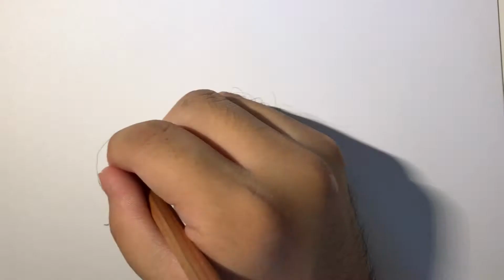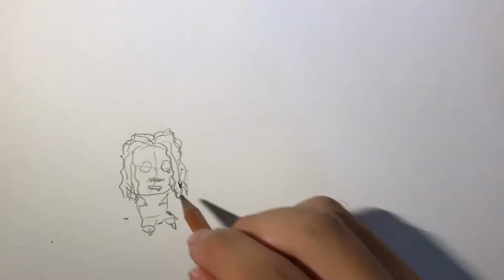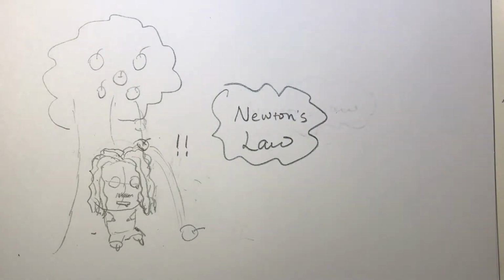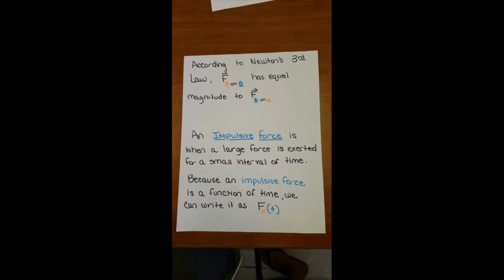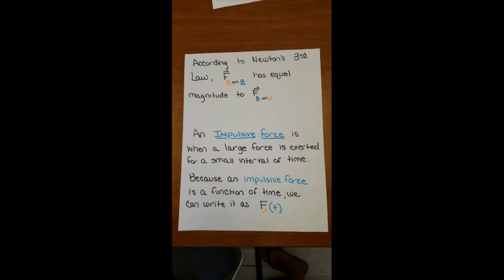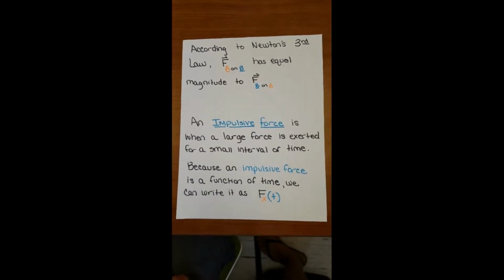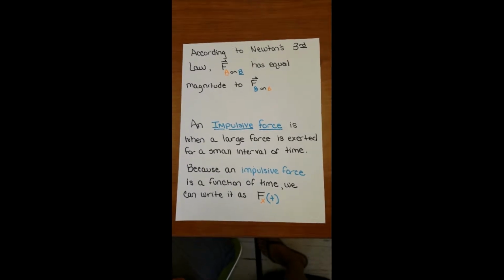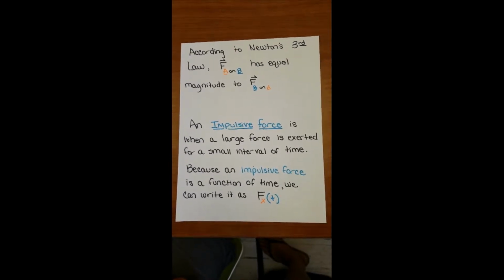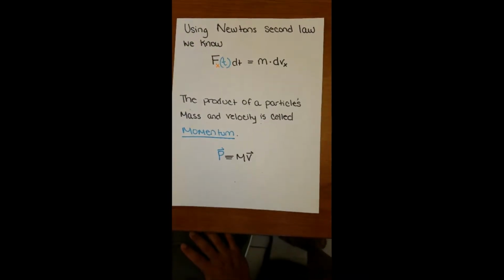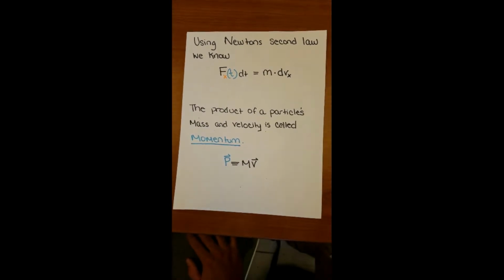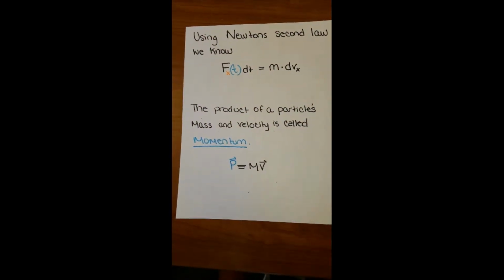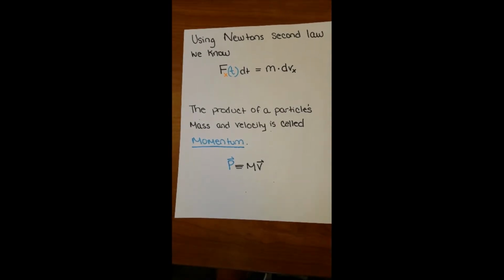As we know, there are some connections between momentum and Newton's laws. Alright, let's get back to Newton's laws. According to Newton's third law, the force of A on B has equal magnitude to the force of B on A. An impulse force is when a large force is exerted over a small interval of time. Because an impulse force is a function of time, we can write it as F(t). By Newton's second law, F(t) equals the mass times the derivative of velocity. The product of a particle's mass and velocity is called momentum, which is equal to mass times velocity.